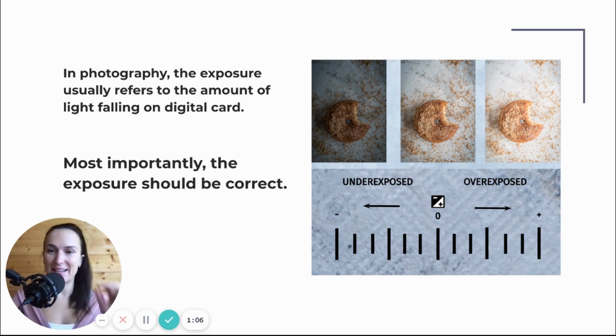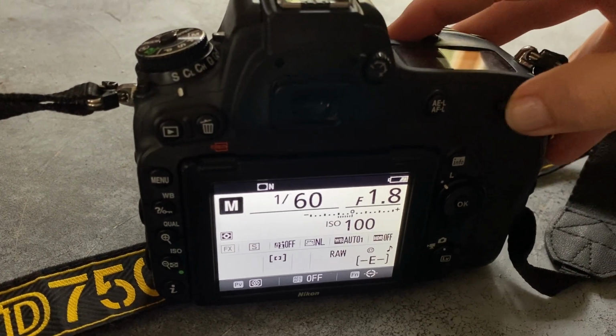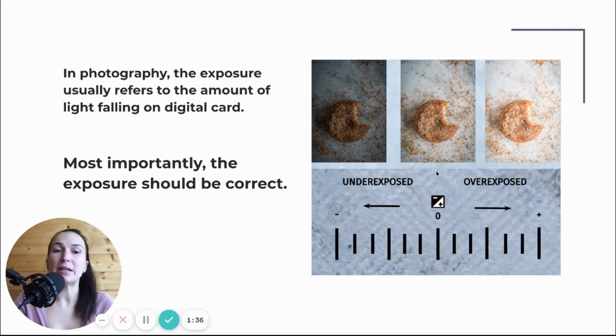The other part is the light meter. What you have to understand is that in photography, exposure usually refers to the amount of light falling onto the digital sensor. Most importantly, the exposure should be correct. If you look at the light meter in general, you usually step on these marks. If you go a little bit to the left side, the photo might get underexposed, and if you go too much to the right side, it's going to be overexposed. So what you want is to be somewhere in the middle.